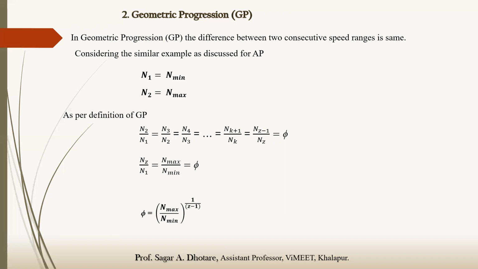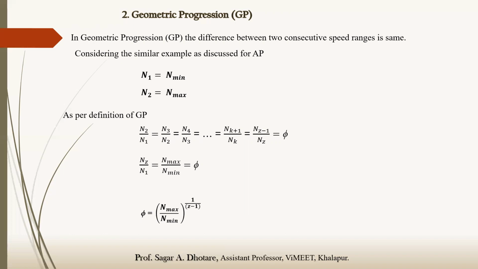In geometrical progression we have to find out the ratios, or transmission ratio, or gear ratio. n2 divided by n1 is equal to n3 divided by n2 is equal to n4 divided by n3, and so on. nz divided by nz minus 1 is equal to phi. That is called a geometric progression. So nz divided by n1 is equal to n max divided by n minimum is equal to phi.